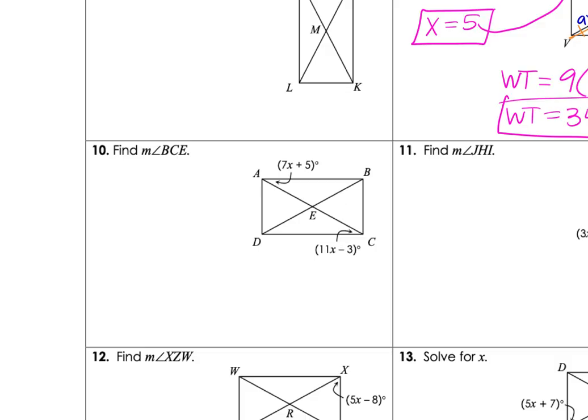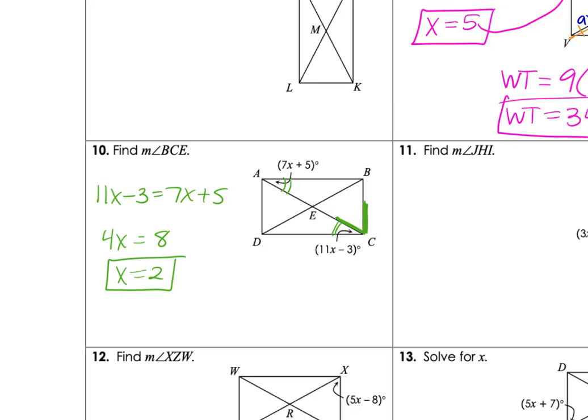Okay, let's go to number 10. We are looking for BCE. We are looking for this angle. Can you tell me where you would start with this problem? Set 11x minus 3 equal. So these are alternate interiors. So we can set them equal. 11x minus 3 equals 7x plus 5. So if you solve that, take away 7x, you get 4x. Add the 3, you get 8. So x is 2. Okay, that's our x value.